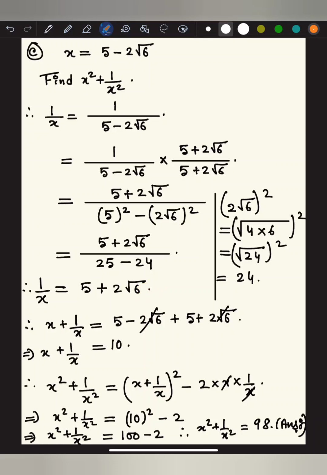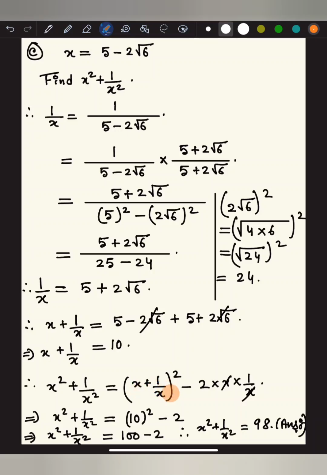Okay, therefore x plus 1 by x will be what? 5 minus 2 root 6 plus 5 plus 2 root 6. I have just substituted the value of x and 1 by x in this place, right? So this minus 2 root 6 and plus 2 root 6 get cancelled out. So therefore x plus 1 by x is equal to 5 plus 5, that is equal to 10. Now we need to find the value of x square plus 1 by x square. Therefore x square plus 1 by x square equals what? x plus 1 by x whole square minus 2xy, right? x plus y whole square is equal to what?